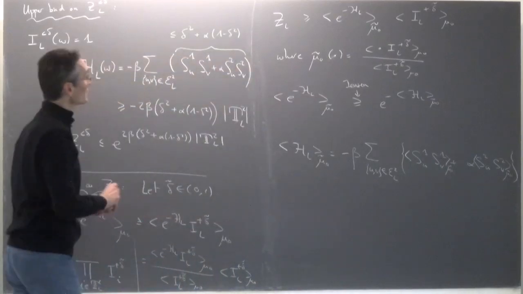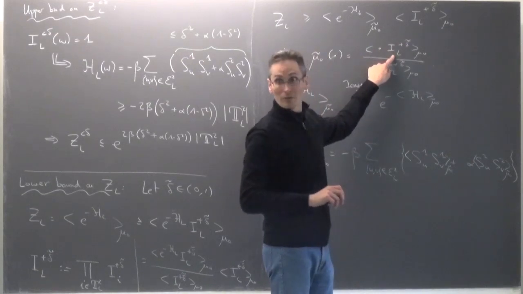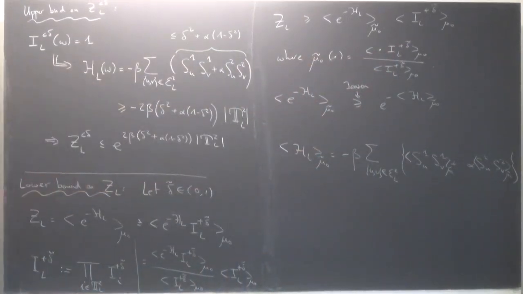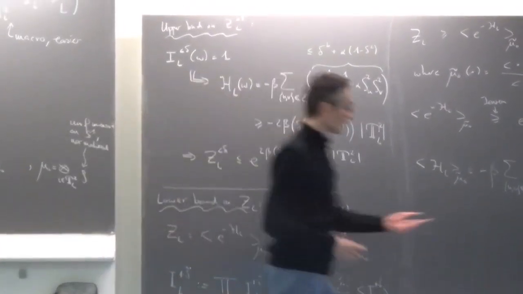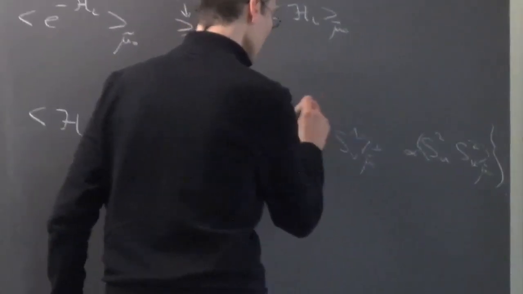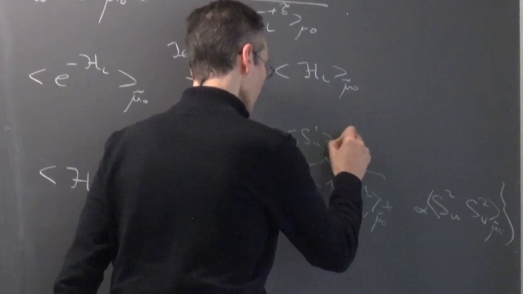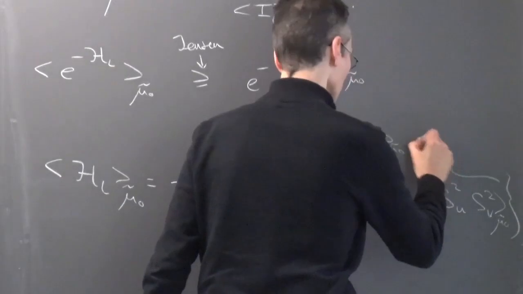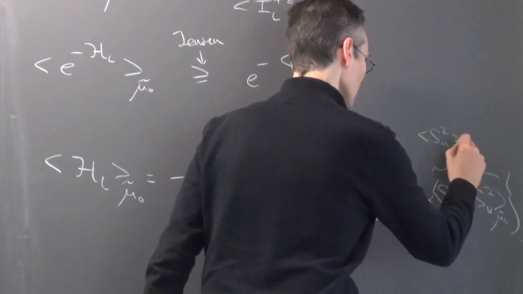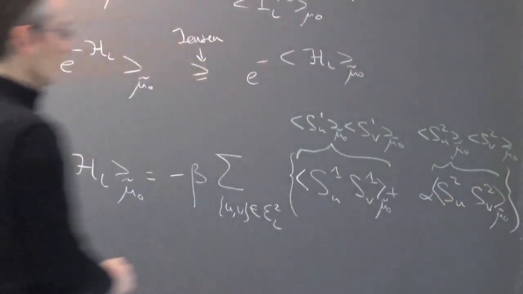Now, notice that mu 0 was a product measure. The constraint I'm putting here is also a product, a product over all spins of the fact that the first component of the spin is larger than delta tilde. So it's also a product measure. So in particular, these guys and these guys are independent random variables under mu 0 tilde. So this is equal to the expectation of S_U1 under mu 0 tilde times that of S_V1 under mu 0 tilde, and these guys are equal to the expectation of S_U2 times that of S_V2 under mu 0 tilde. Just a product measure.